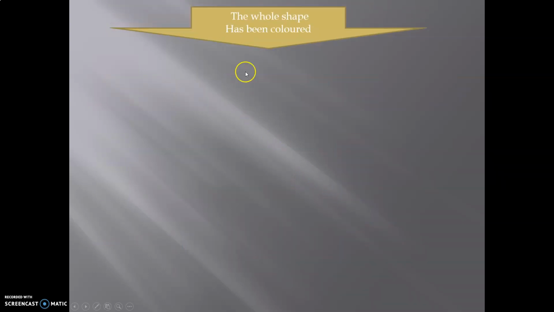Now, the whole shape has been colored. Here you colored 2 parts out of how many? Out of the 2 parts. It means you finished the 1 shape. Here you colored how many parts? You colored 1, 2, 3, 4. 4 parts out of how many total parts from the beginning? Also 4. It means you finished the whole square. You finished 2 squares or only 1 square? Only 1 square.